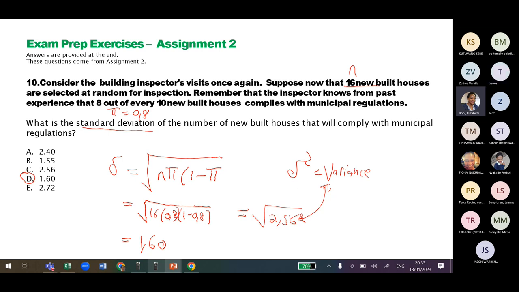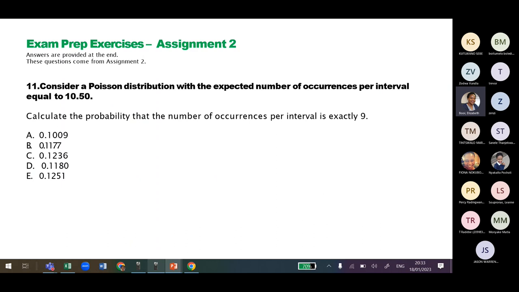Okay. Moving on to the next question, question 11. We are now in Poisson. The same as with binomial, with Poisson you need to know the properties of a Poisson. You need to know how to calculate the expected value, the standard deviation, the variance. More especially, you need to know how to calculate the probability. You can also use tables or you can use formulas.